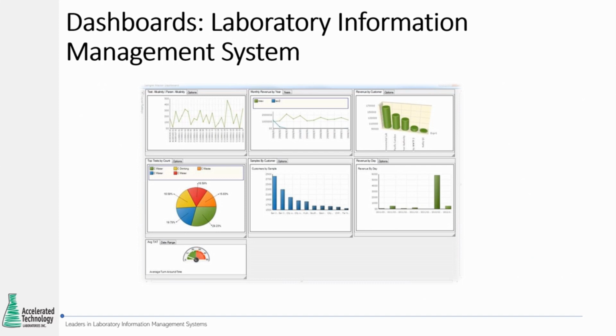Dashboards we touched on briefly before. They're very important for looking at key performance indicators. They're not only useful for the management of the laboratory, but also for analysts. If I'm working in one department, I can see what my backlog is. I can see what I've completed. I can see which samples are critical.